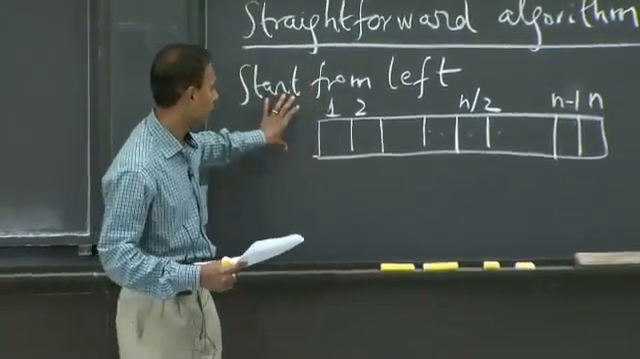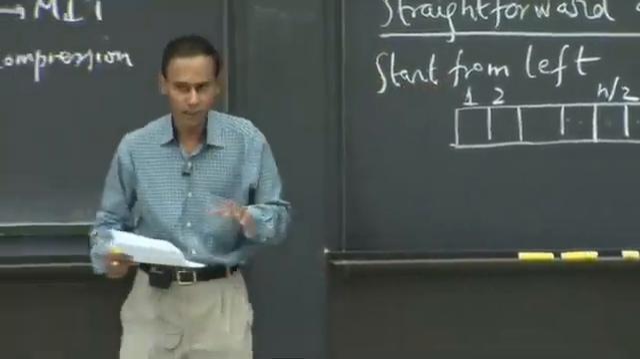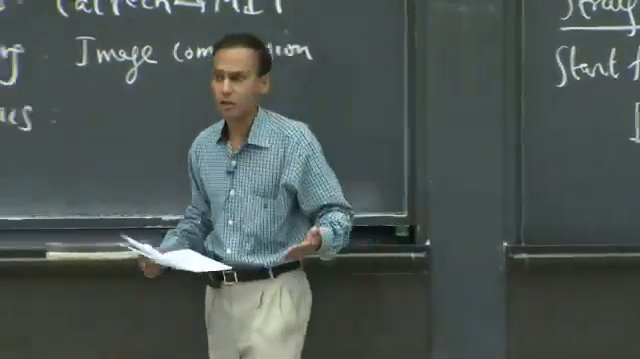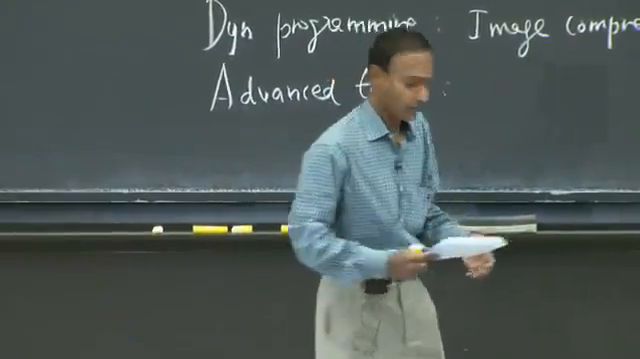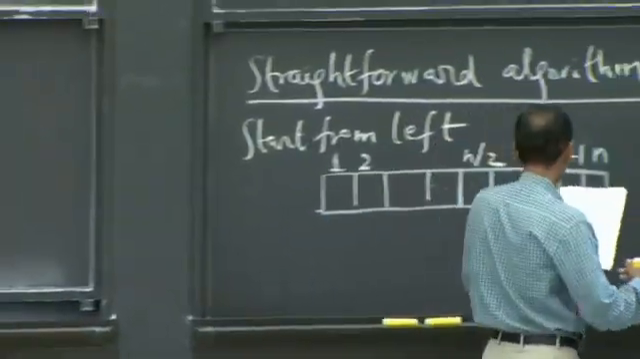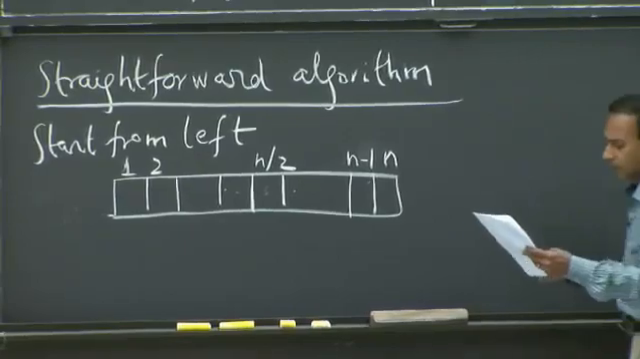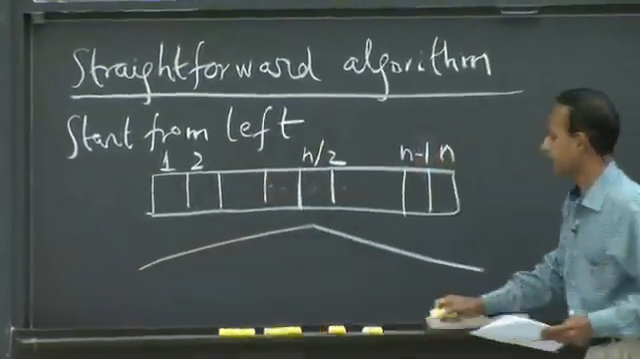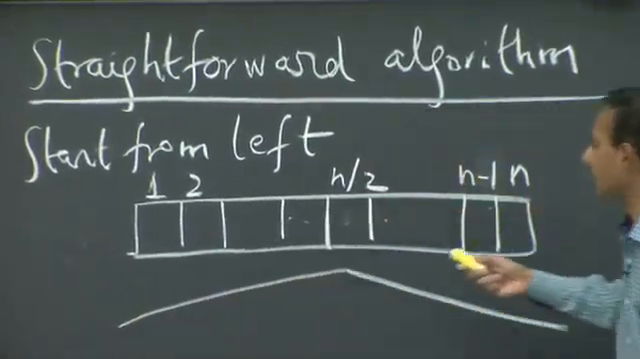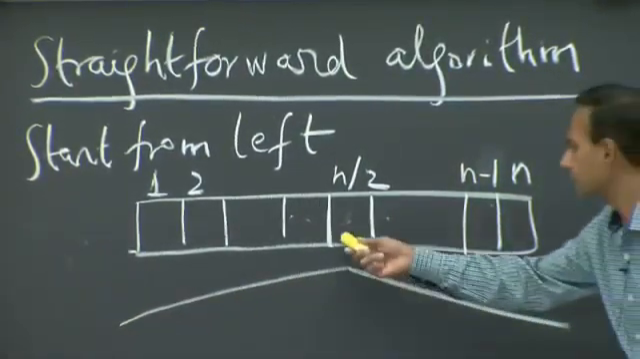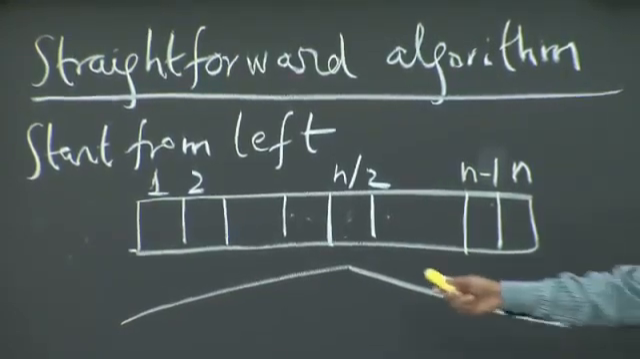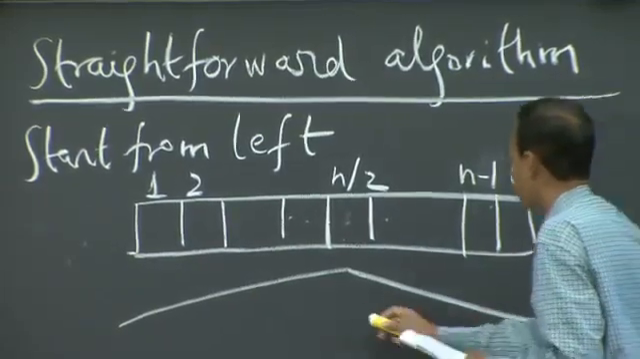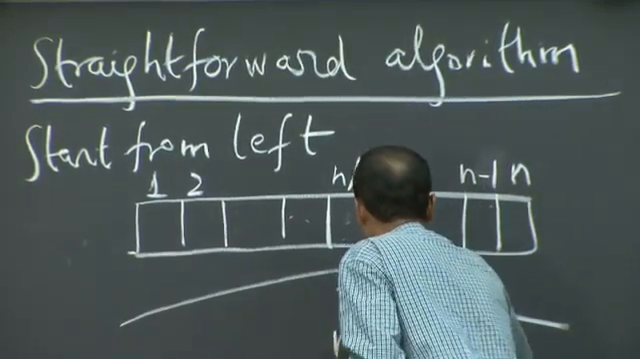Feel free to interrupt, raise your hand, and I'm watching you guys, and I'm happy to answer questions at any time. So let's talk about the straightforward algorithm. The straightforward algorithm is something that starts from the left and just walks across, and you might have something that looks like that. By this I mean the numbers are increasing as you start from the left. The peak is somewhere in the middle, and then things start decreasing. Right? So in this case, this might be the peak.